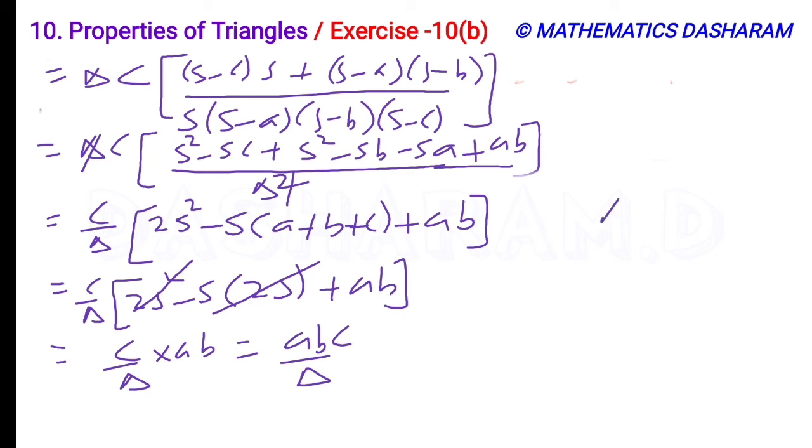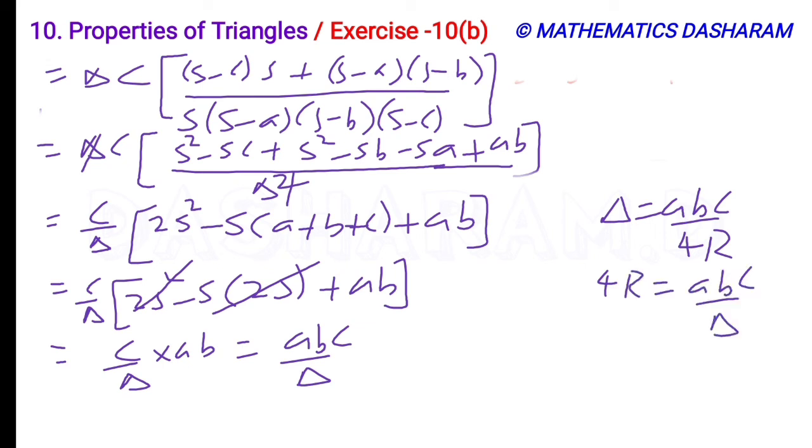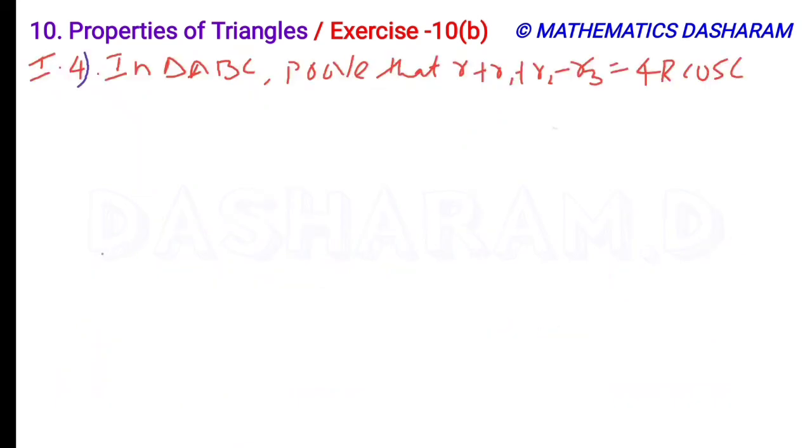But actually delta formula is ABC divided by 4R. From this 4R equals ABC divided by delta, so then it is equals to exactly 4R, so it is RHS, so hence proved. Fourth question is, in triangle ABC, prove that r plus r1 plus r2 minus r3 equals 4R cos C.